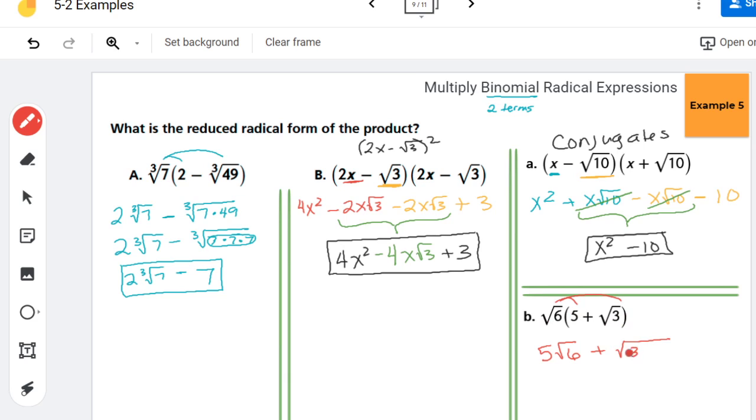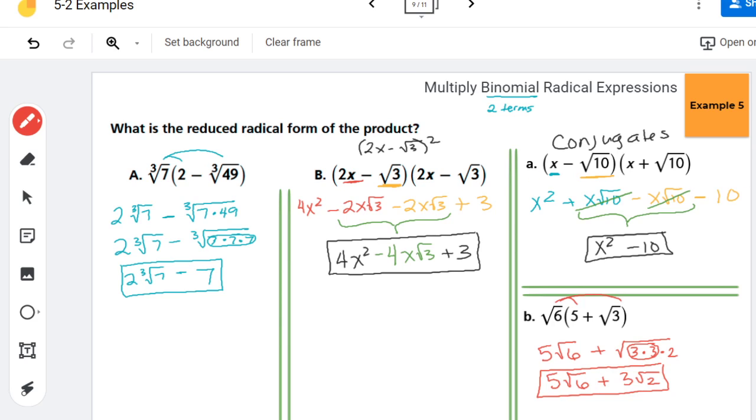I have my 3 from here. And 6, I'm just going to break it up right away. 6 is 3 times 2. And if you notice, I have a pair of 3's chilling in there. So I can remove a 3 from the radical. And that is our final solution.